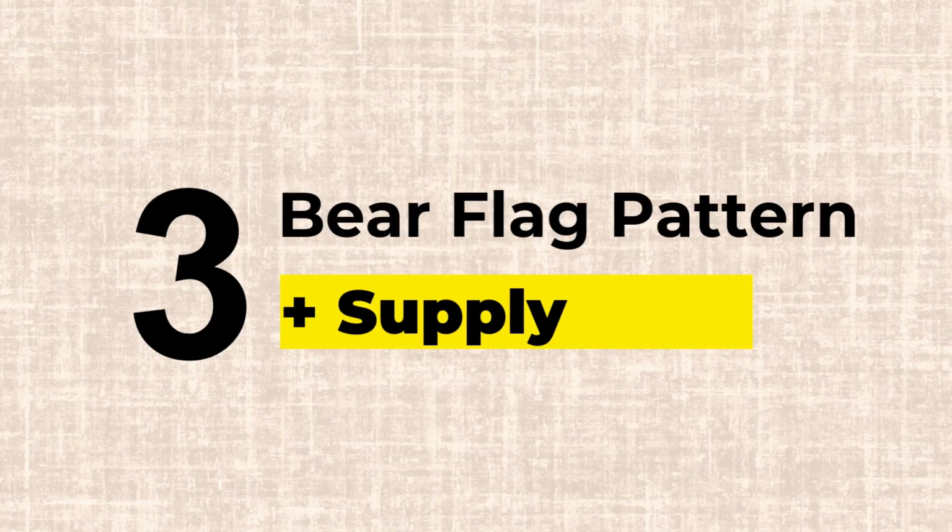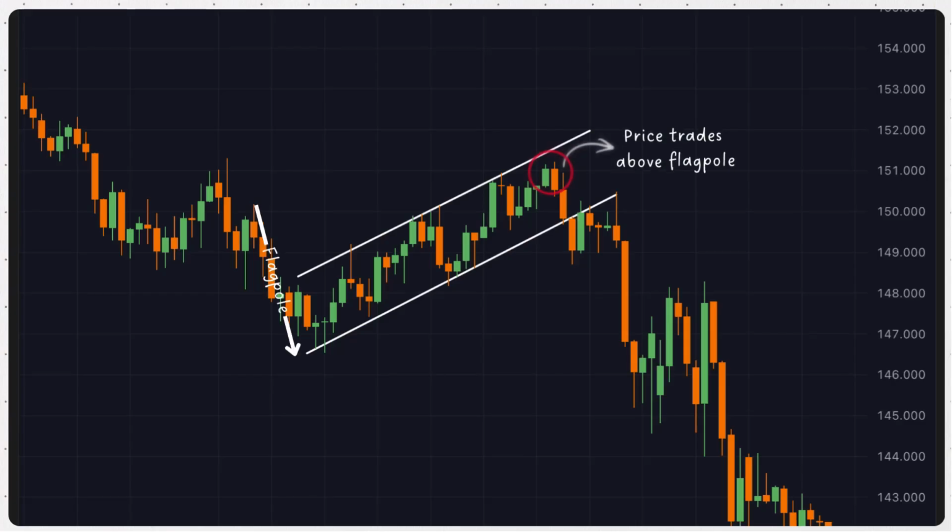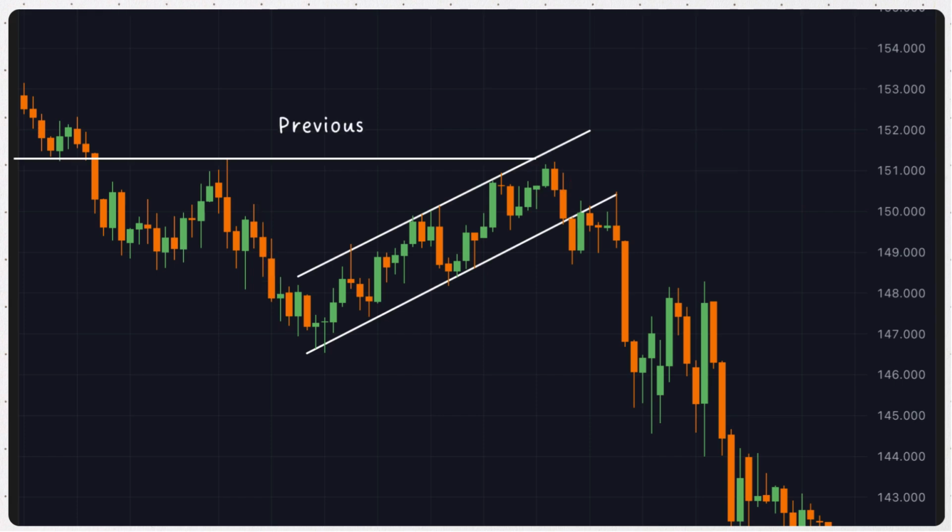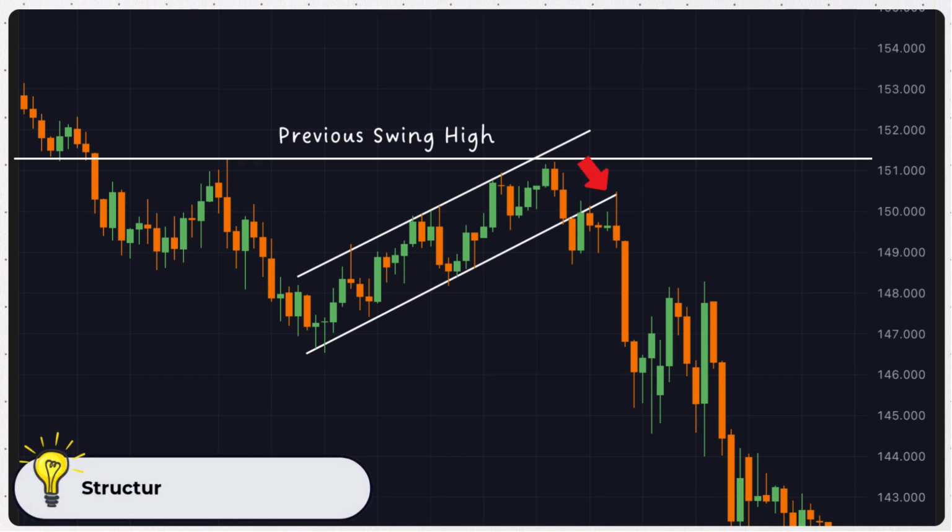Now in this example, something different happens. Price briefly trades above the origin of the flagpole. At first glance, some traders might think the pattern is invalid. But here's what matters. Price does not break and close above the previous major swing high. Instead, it performs a liquidity sweep at the previous swing high level and then gets rejected. There is no true structural shift. The overall lower high, lower low sequence remains intact, and this is where many beginners get trapped.